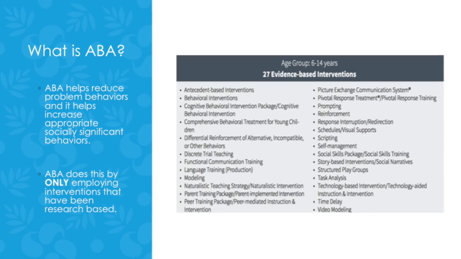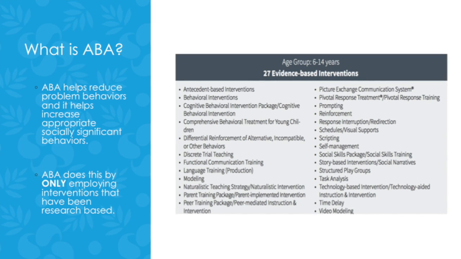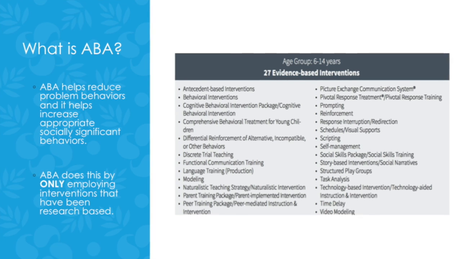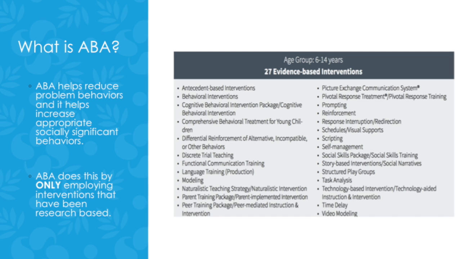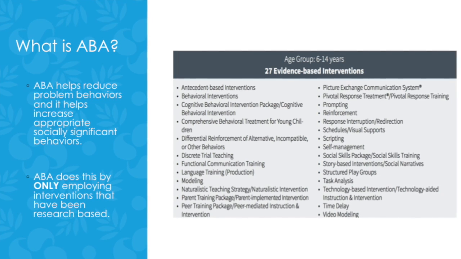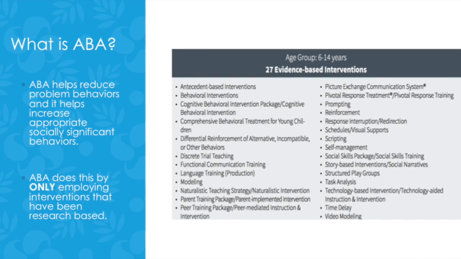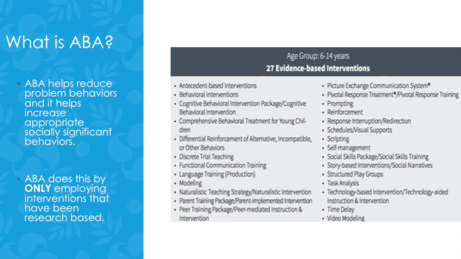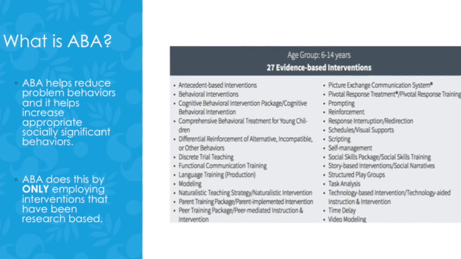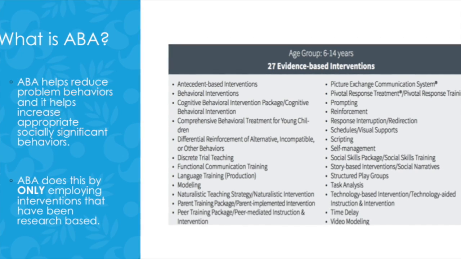So we know that ABA is research-based. Another thing that ABA does that none of the other therapies do is that ABA focuses heavily on reducing problem behaviors. So we look at, why is your child headbanging? Why is your child throwing himself on the floor? Why is your child screaming? We focus on those problem behaviors and we reduce them, right? Reducing problem behaviors helps increase socially significant behaviors, okay?